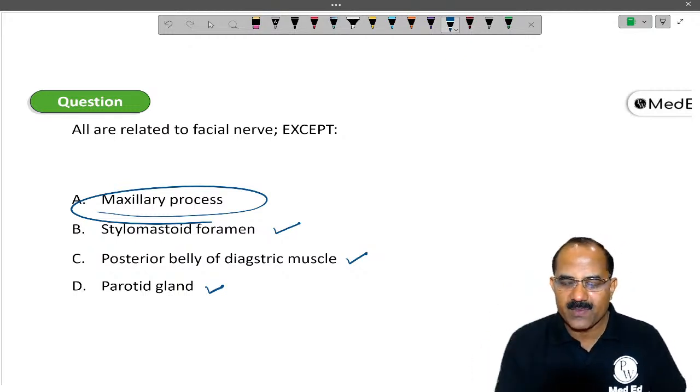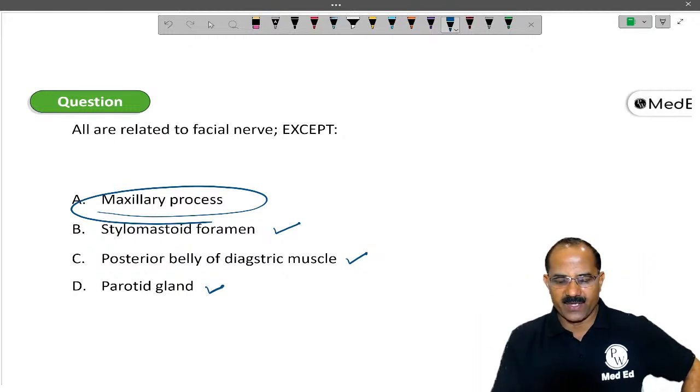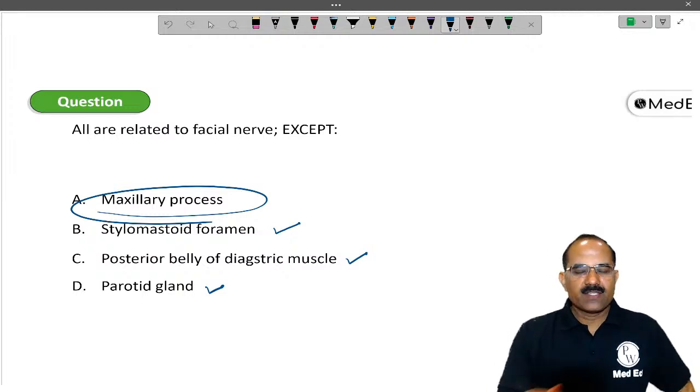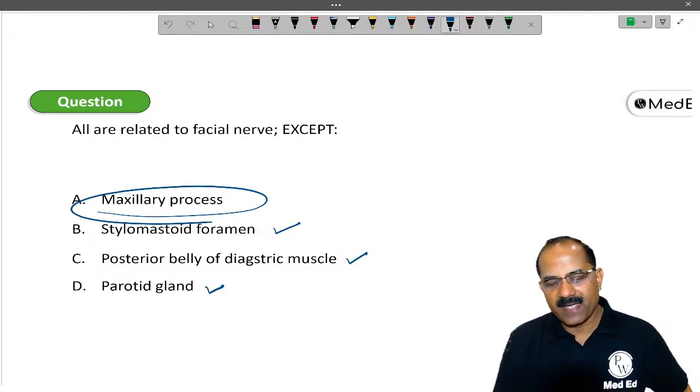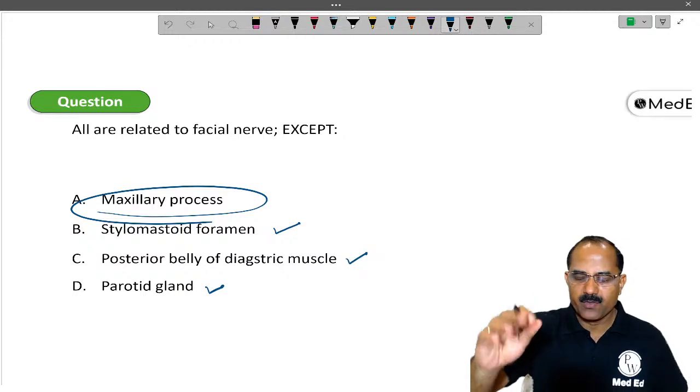Along with it, which muscle does it supply? Stylohyoid. So the facial nerve is not related to the maxillary process. Clear, children? Clear to all of you?